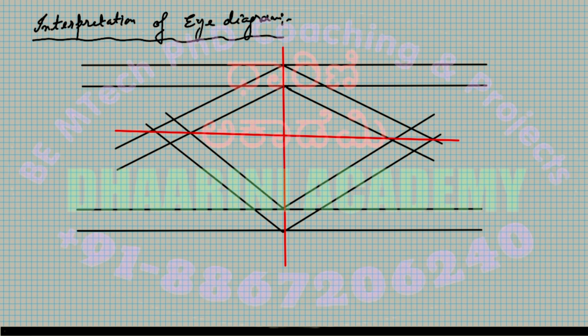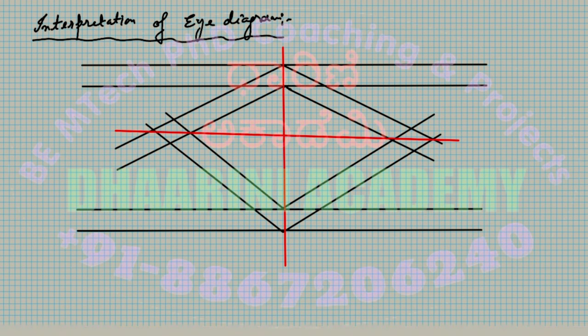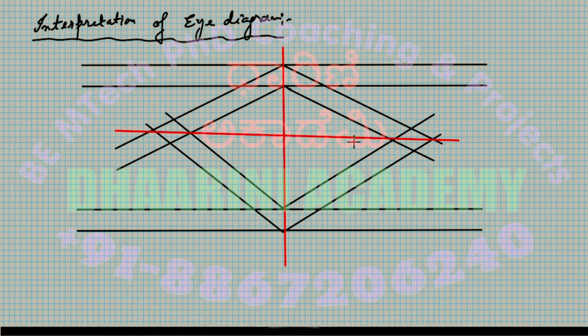Now I'll change the color. Whatever distance is measured between these two lines, one a red line and the other a black line, is called the noise margin. It's one of the parameters in communication.